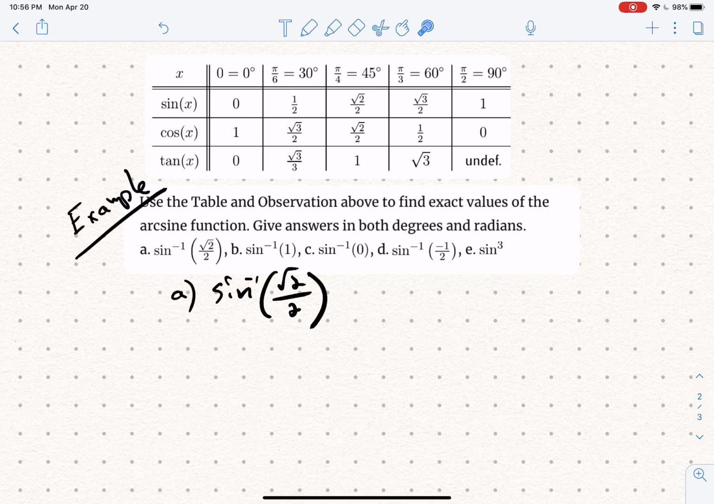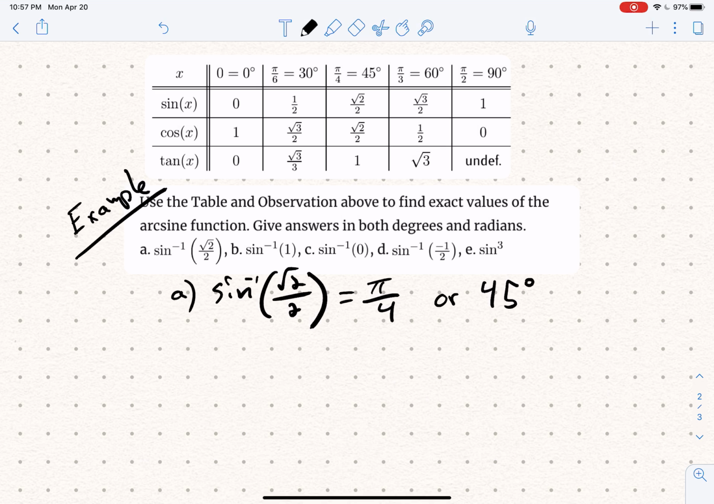And you can see if we look at our table, here are the angles at the top, and then here's the sine function. I happen to know the value radical 2 over 2 comes from a 45-degree angle or a pi over 4 angle. Here is the radical 2 over 2, and this is the angle it comes from. So sine inverse of radical 2 over 2 is equal to pi over 4, or 45 degrees.